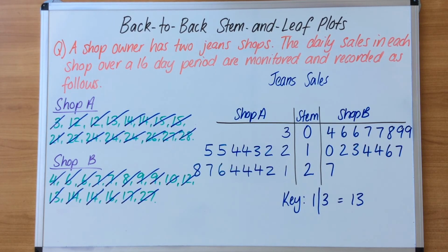It has a lower number of sales compared to shop A. So shop A did better than shop B. And the data shows it's positively skewed as it starts off high and then it goes low. So I would have to say that shop A is more successful, and then you can see that there are more numbers in the 20s here compared to shop B, and there's less numbers in the ones compared to shop B.